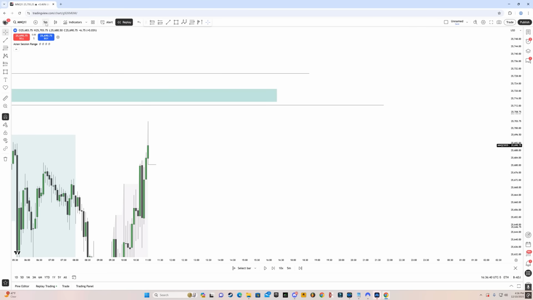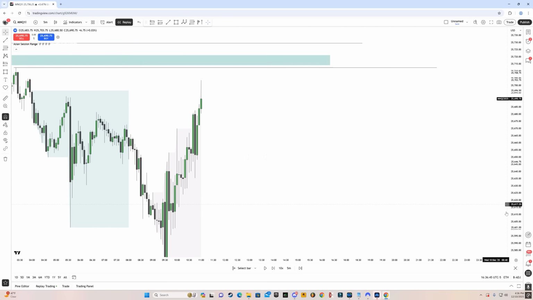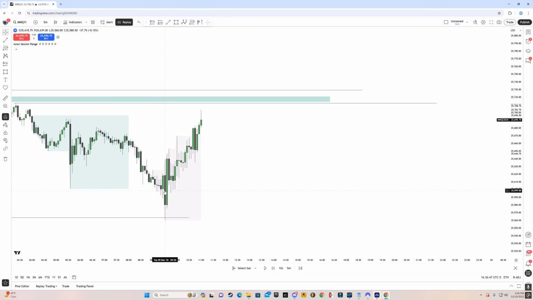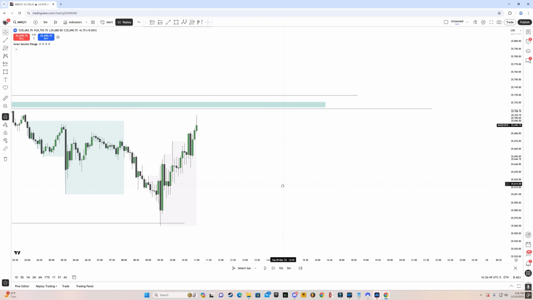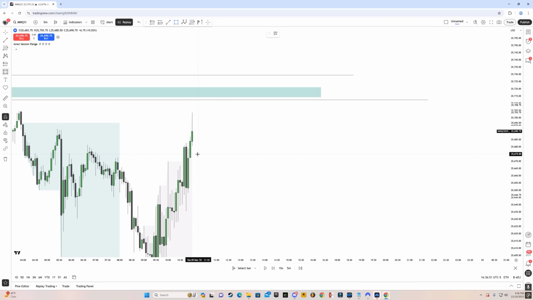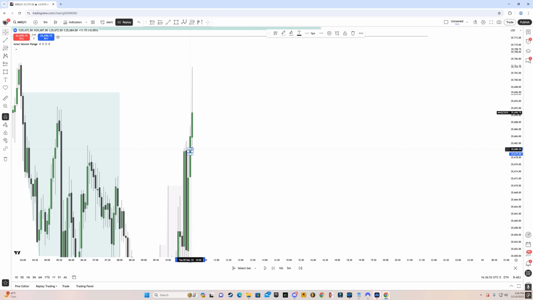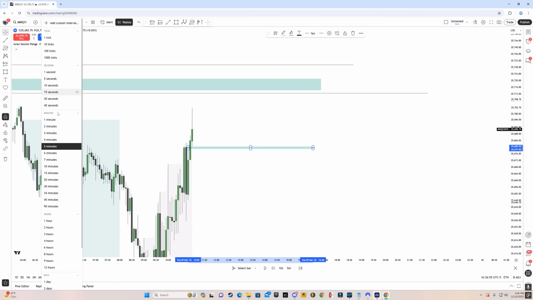So now let's wait for price to tap into this 5-minute fair value gap, and this is the first fair value gap that forms after 9:30. You can see after the 9:30 open, we didn't create any fair value gaps until here. So let's mark that out, and let's wait for price to tap into that fair value gap.